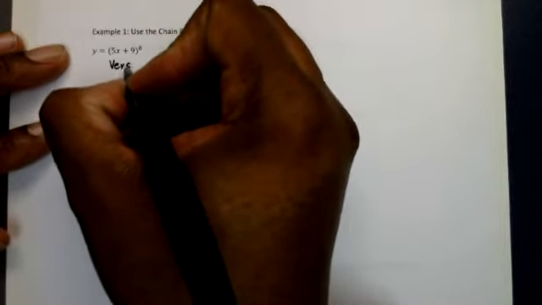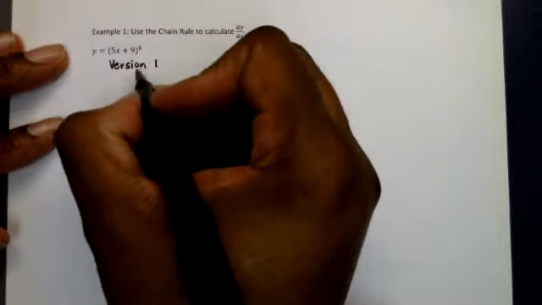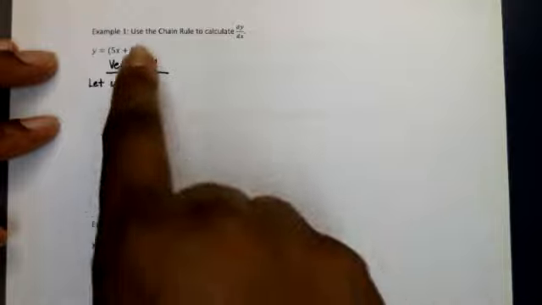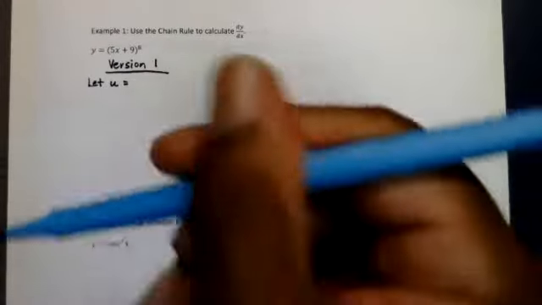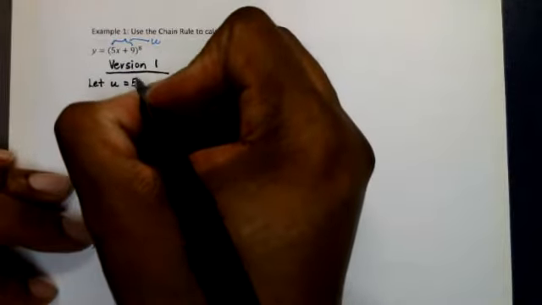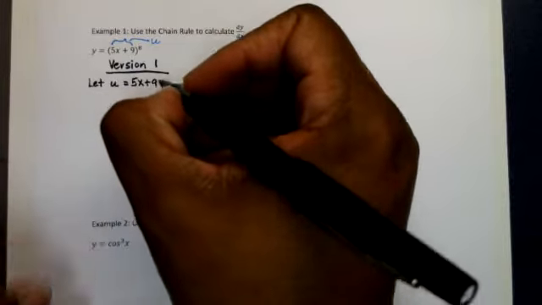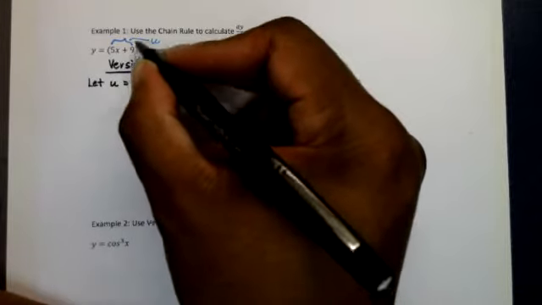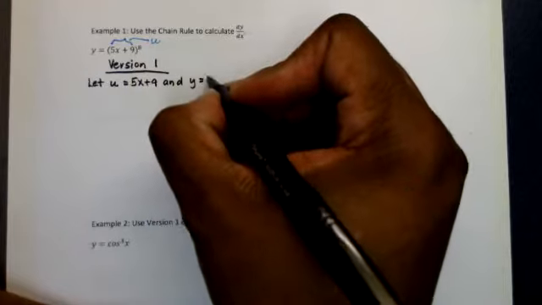Right, so if I use version 1, this is what I will do. I will let u equal the function on the inside. In this case, that 5x plus 9 that you see here, that would be u. So I'm letting u equal 5x plus 9. And if u is equal to 5x plus 9, then this means that my y would be equal to u raised to the 8th power.